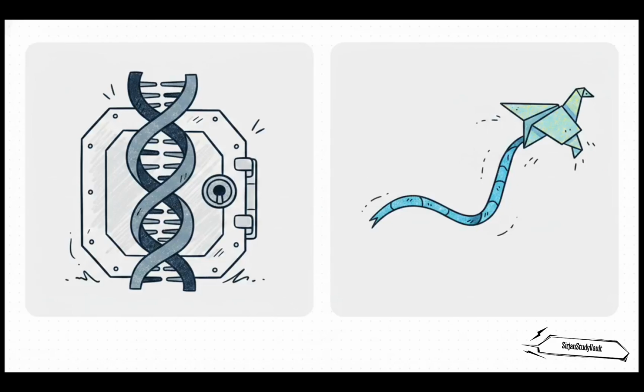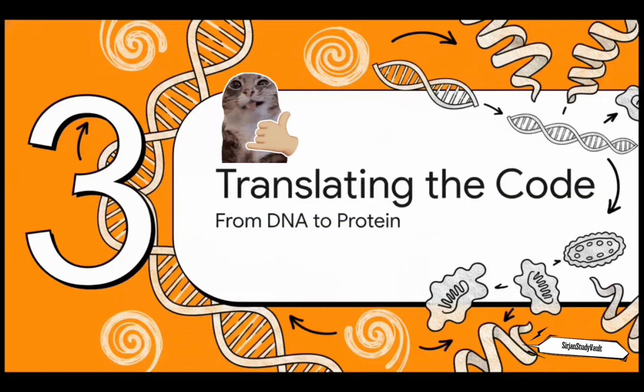Because it's only a single strand, it's incredibly versatile. It can fold into all sorts of complex shapes and actually move around the cell. So while DNA is the static archive, RNA is the active messenger and the tiny machine that actually translates the code into physical reality. Let's look at exactly how it does that in section 3, translating the code.